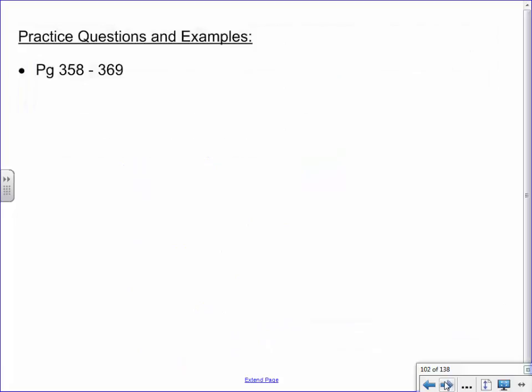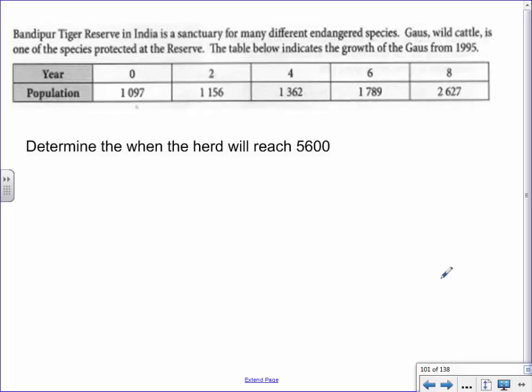Okay, last one. Now let's put it together with what we just learned with our graphing calculator. So I've got a scenario here where you've got tigers on a reserve in India. I mean, really, the context of the word problem is really irrelevant. Hopefully you can kind of see that it sure looks like the population growth seems to be increasing. I want you guys to figure out when it reaches 5,600.